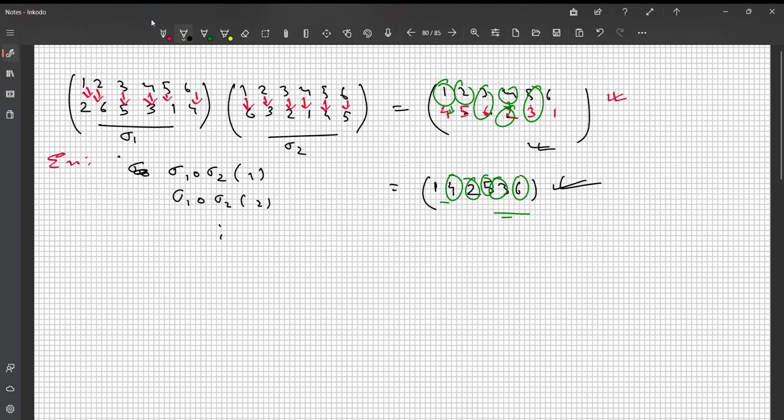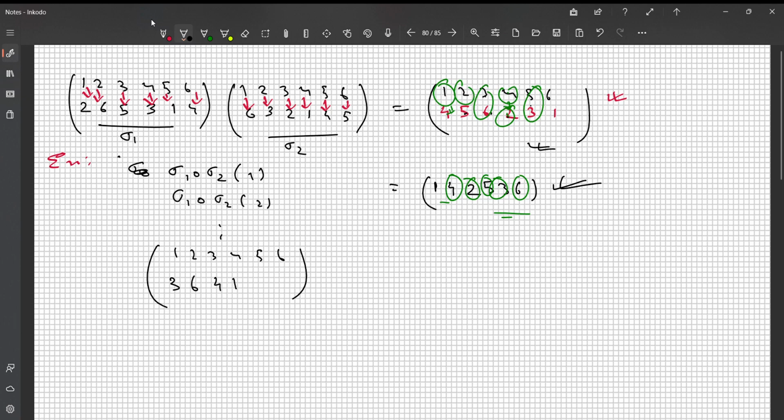That's the exact algorithm. I'm not writing the algorithm in the form of steps because now I think it's very easy to understand via examples. Clear? So any permutation you have, you can break it into a cycle format. If the permutation is such that it can have distinct cycles, as we had just seen in the previous example.